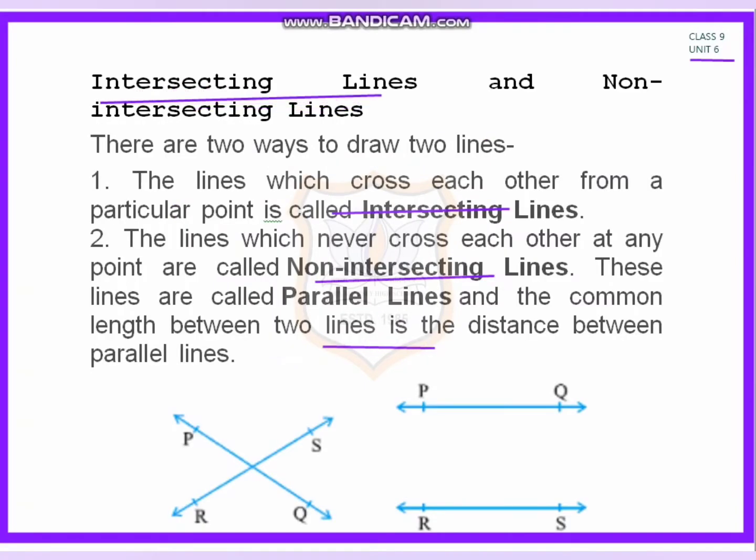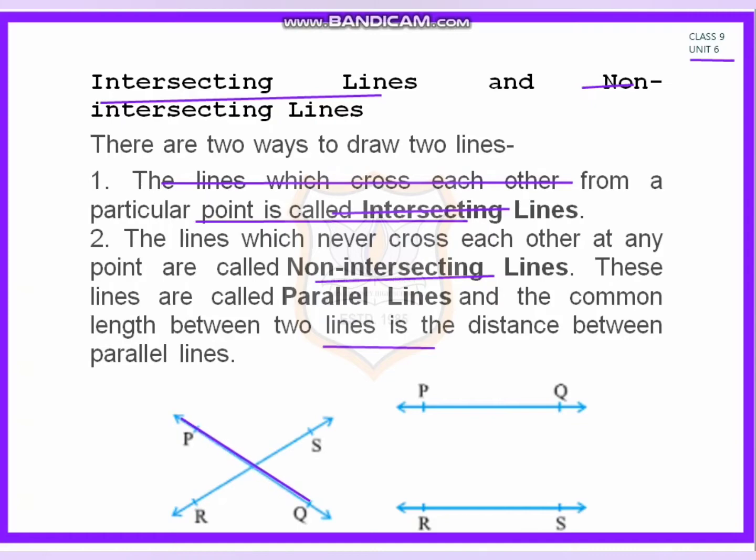First of all, intersecting lines and non-intersecting lines. Non-intersecting lines are also called parallel lines. The lines which cross each other at a particular point are called intersecting lines. Here we have an example.